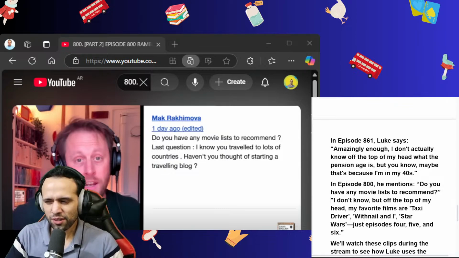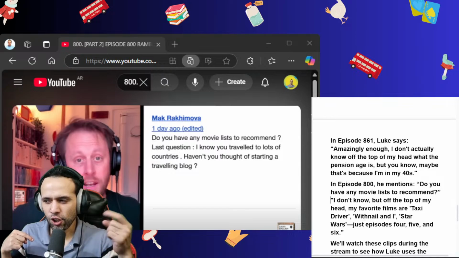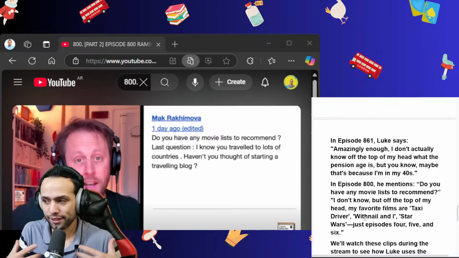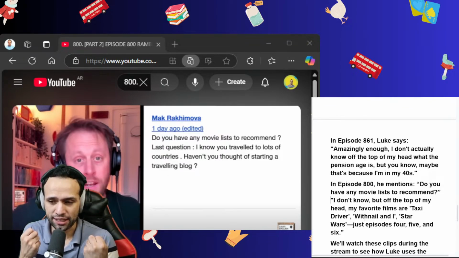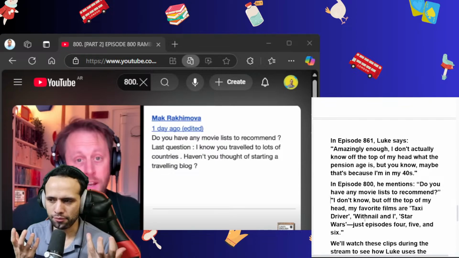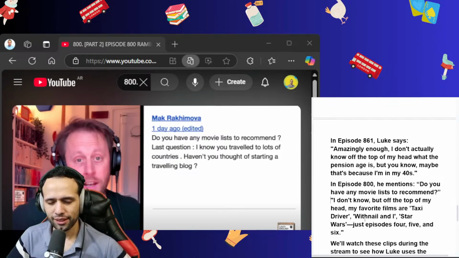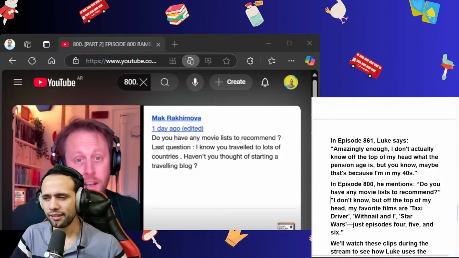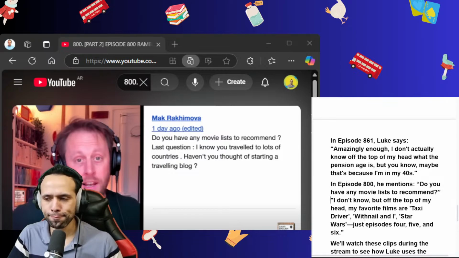Okay. In this example, it's not exactly the same as the previous examples, because first he says, I don't know, but off the top of my head, and then he gives what he remembers off the top of his head. So he's mentioning what he can remember off the top of his head. He doesn't remember everything, all the movies, right? But off the top of his head, without checking, he can mention all these movies.